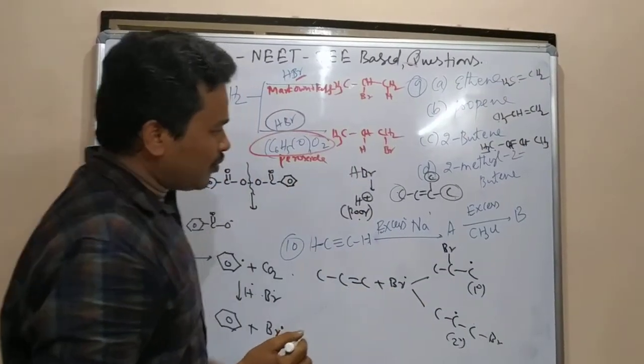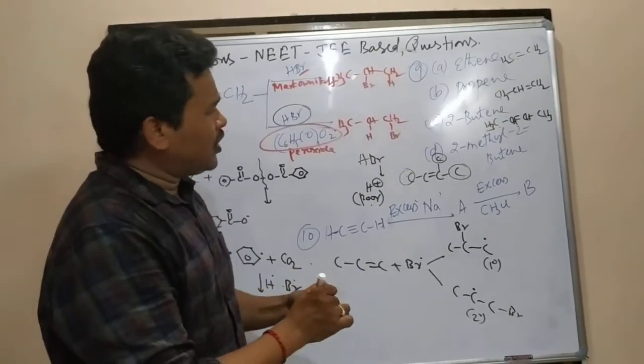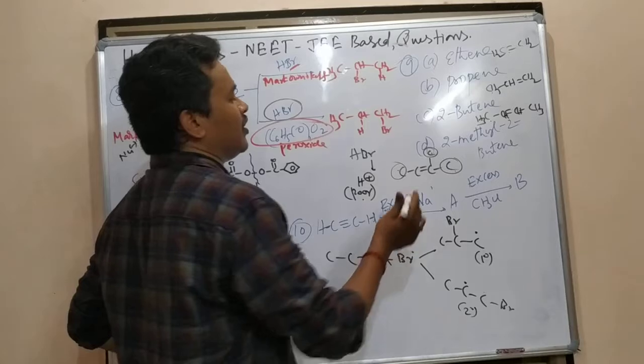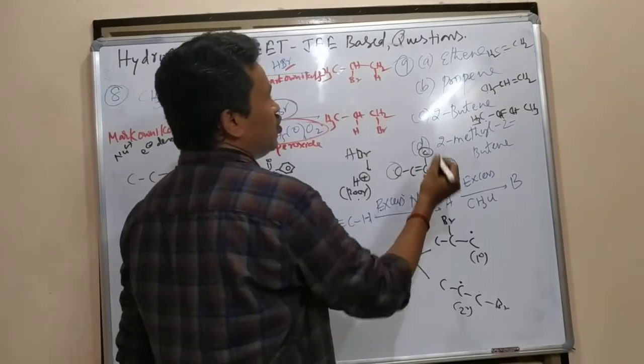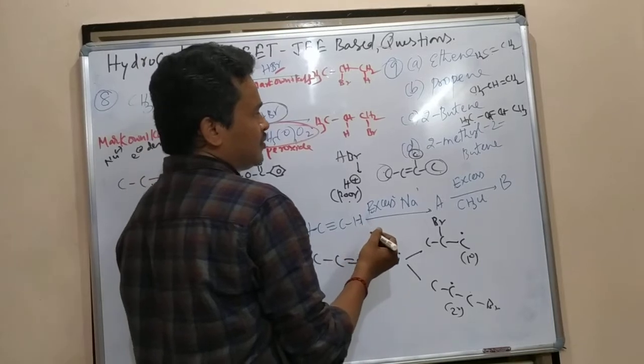In which compound is there more donation? In the D compound. So I am writing this towards HBr. Which is more reactive?